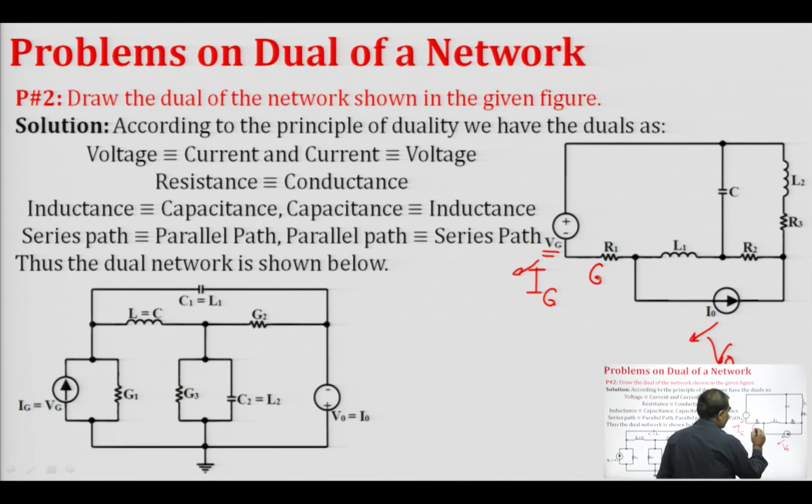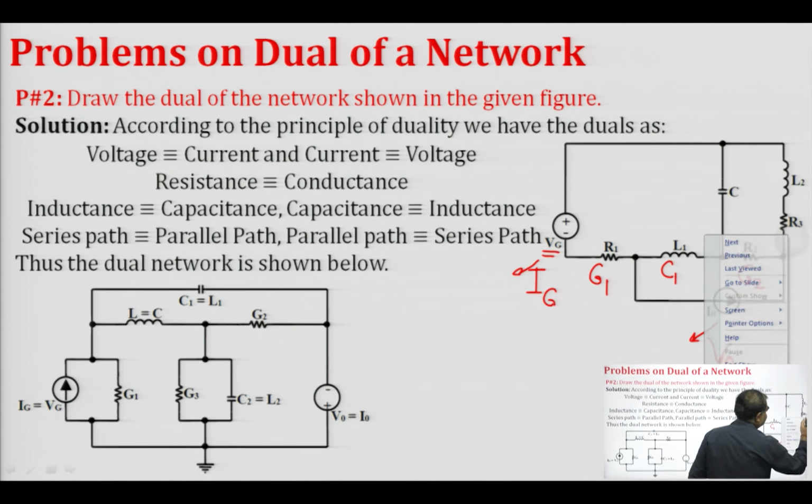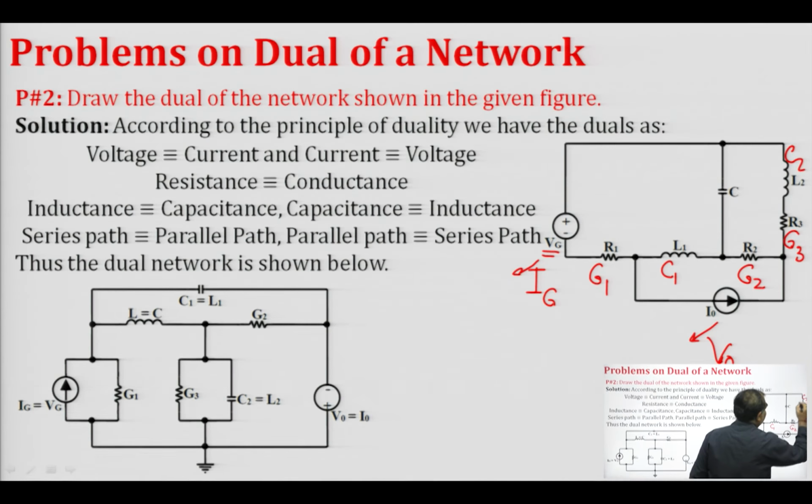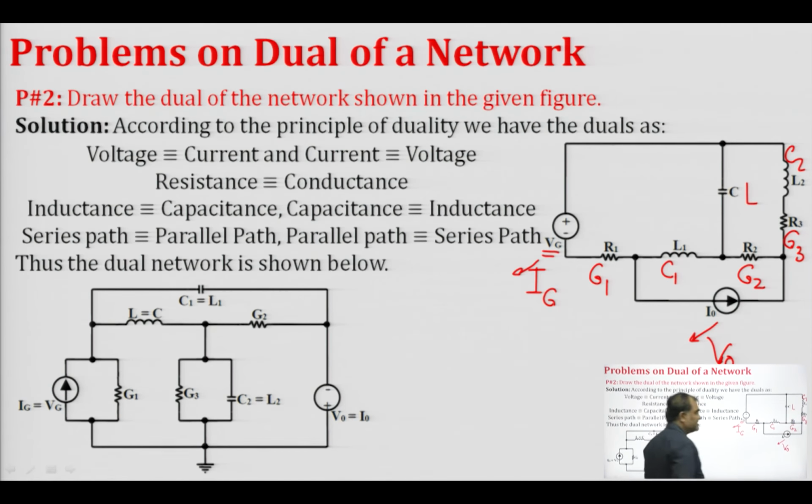This R1 will become G1, this L1 will become C1, this R2 will become G2, this R3 will become G3, L2 will become C2, and C will become L. So, these are the dual quantities.